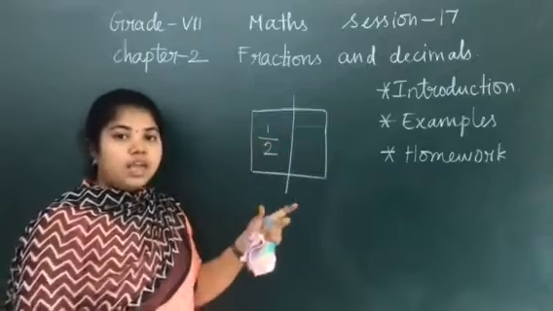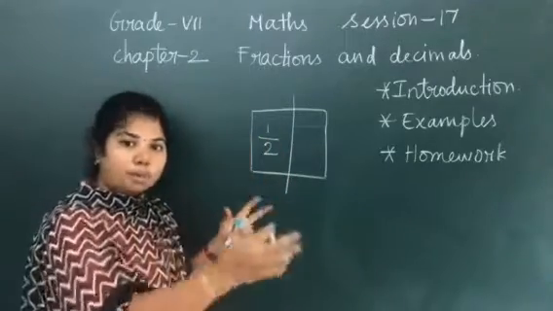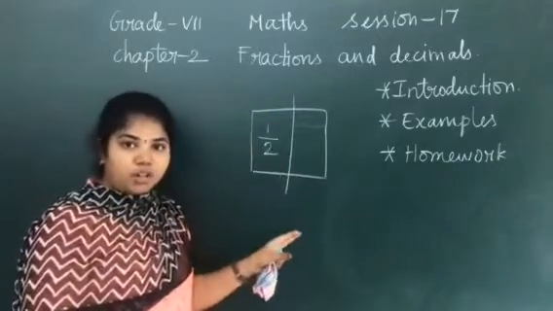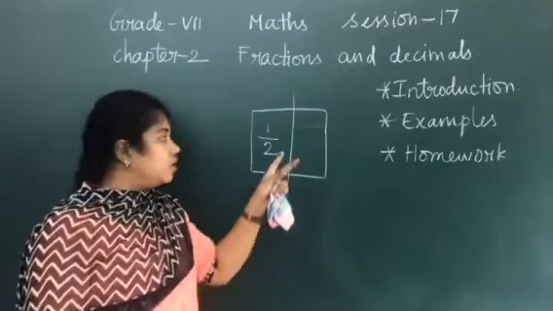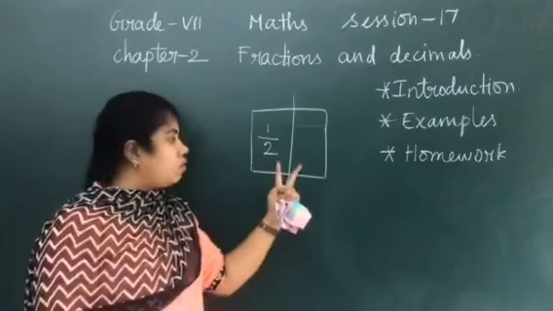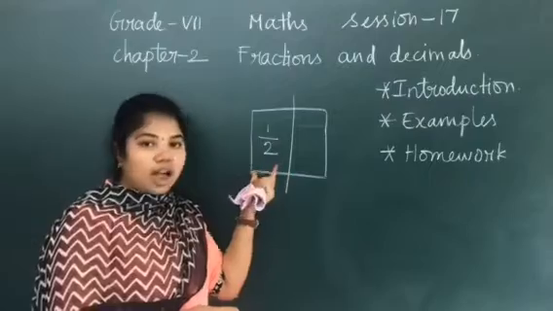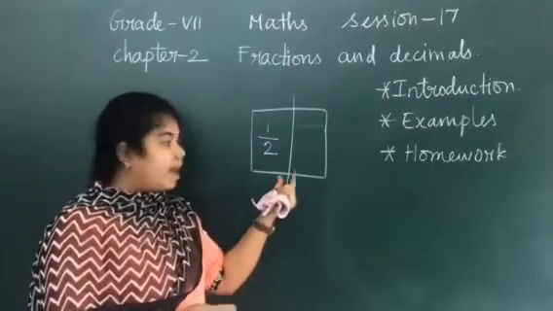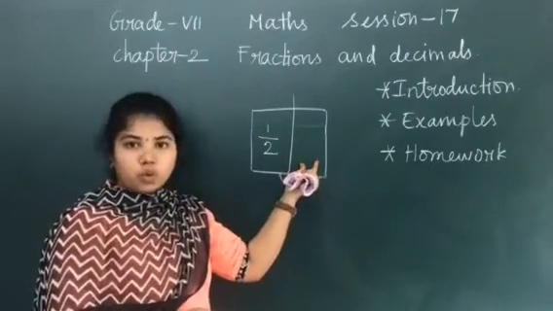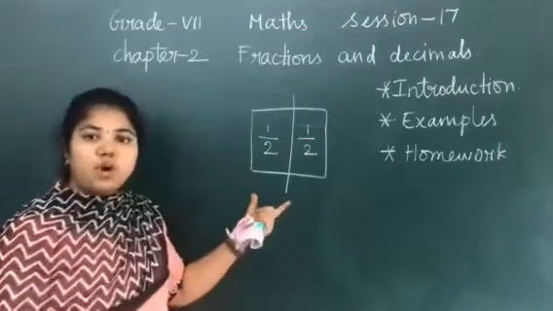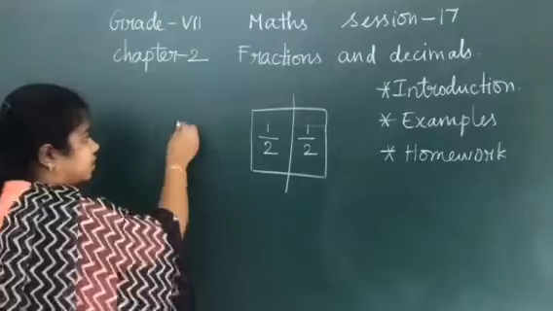Again I will tell you, if I divide a whole, the square is a whole thing, I am going to divide the whole square into 2. So I have drawn the center line. Now my whole square is divided into 2. So this part alone is 1 by 2 and this part will be 1 by 2. Can you understand? 1 upon 2. This is what? A fraction.